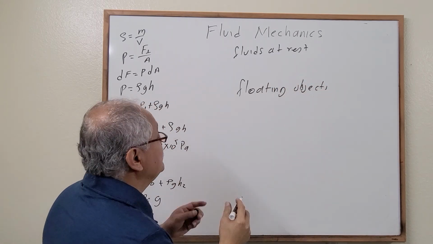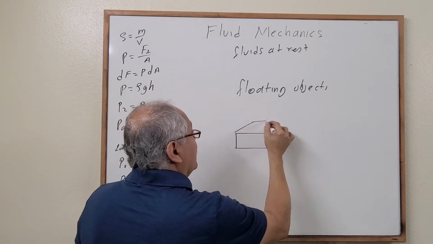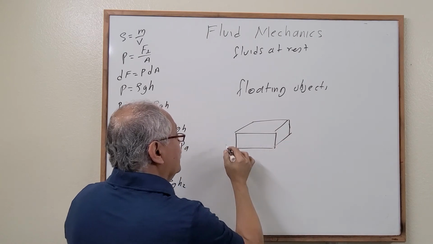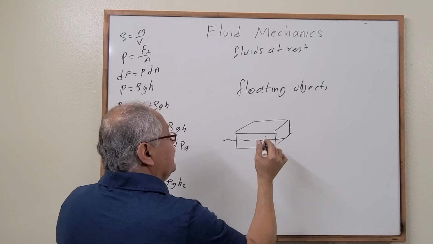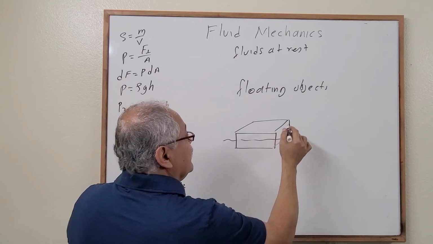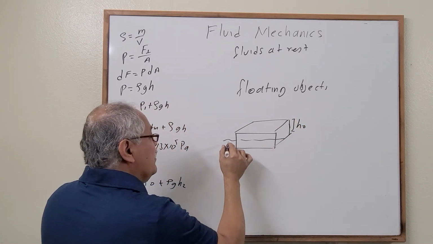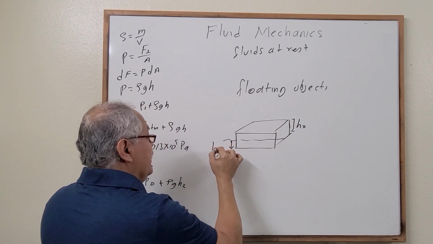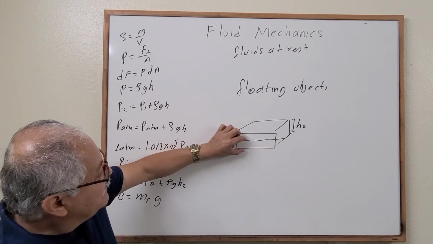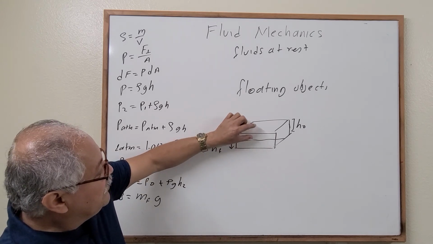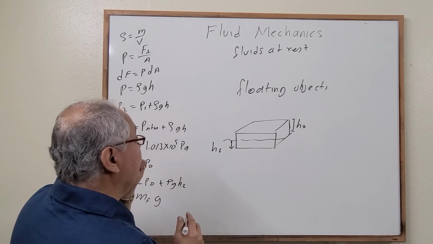Objects. Okay, imagine that we have this block, right? Imagine this is the block right here. We have water in this way. Let's call this edge, the edge of the fluid. The height of the fluid for this block that is immersed in the fluid, let's call it HF.